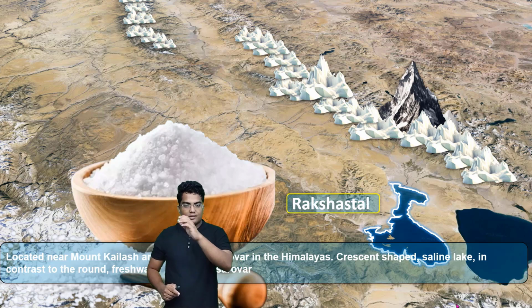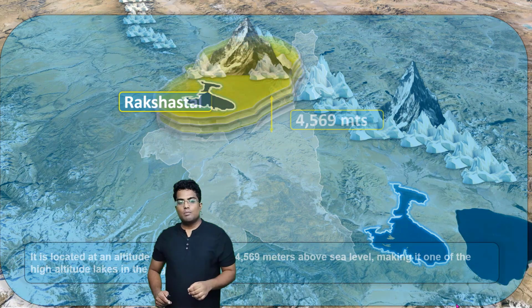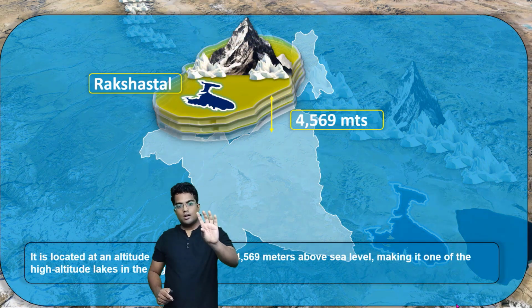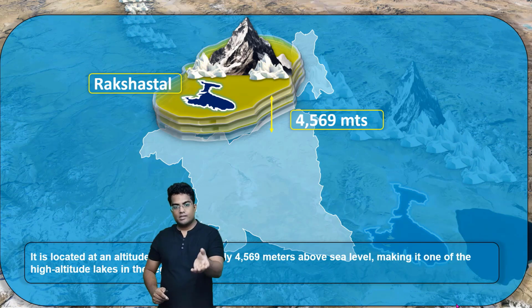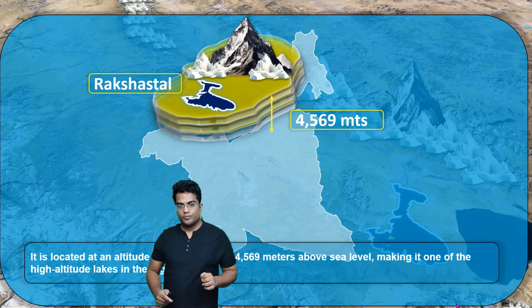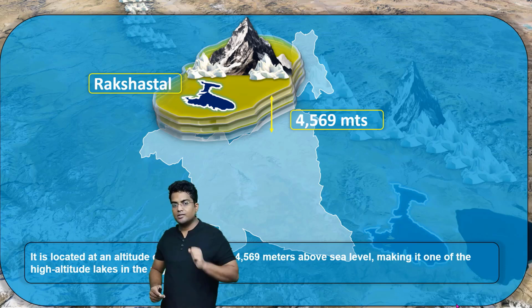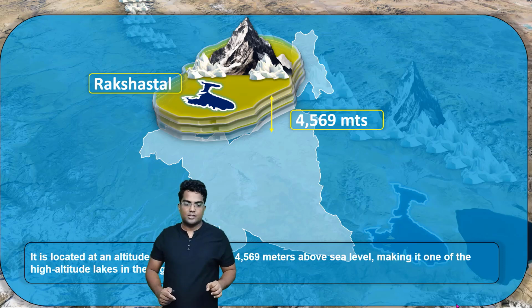Anyway, so that's Mount Kailash and that's Rakshastal Lake, right? And Rakshastal Lake is a saltwater lake. Remember that. Now remember, this is how the geometry looks. As you can see, that's India and that's the Tibet plateau, right? And that's Rakshastal Lake and that's Mount Kailash.